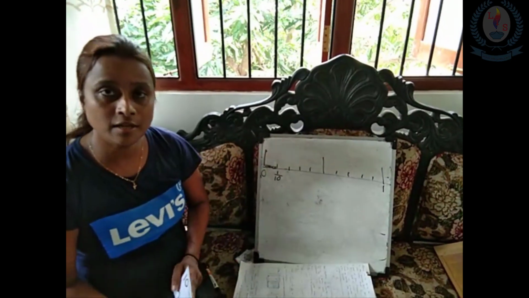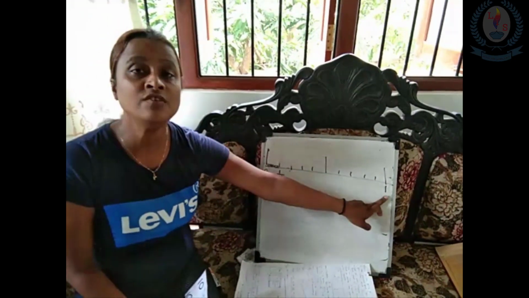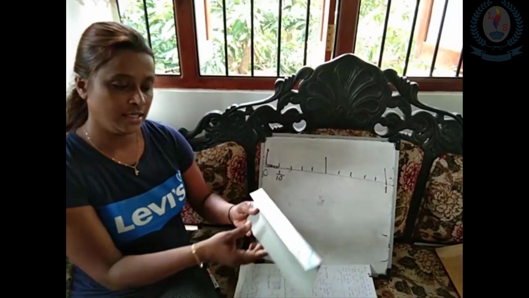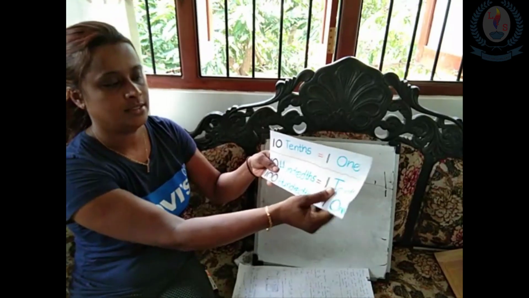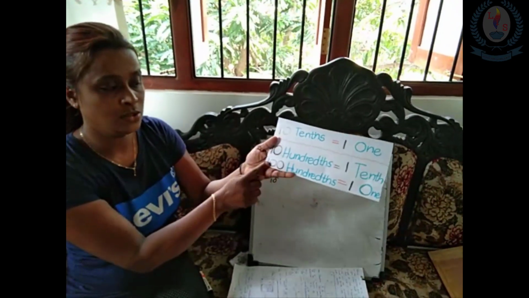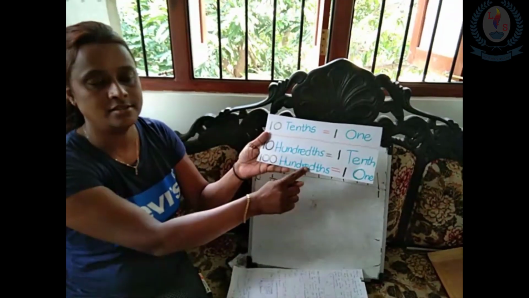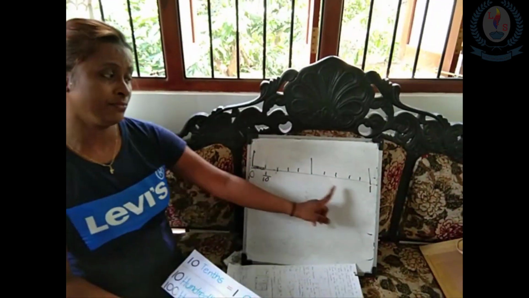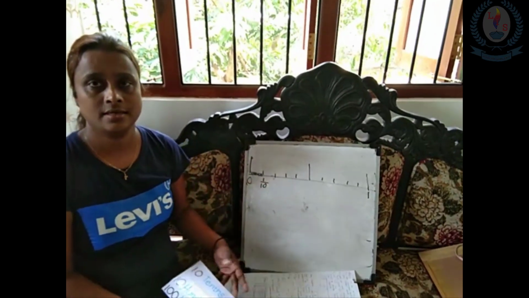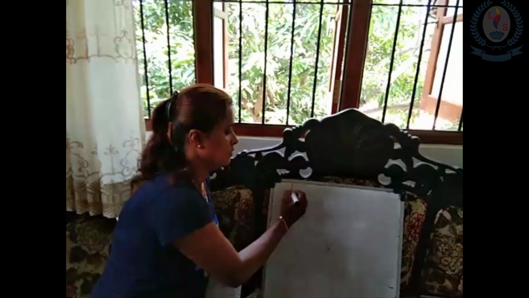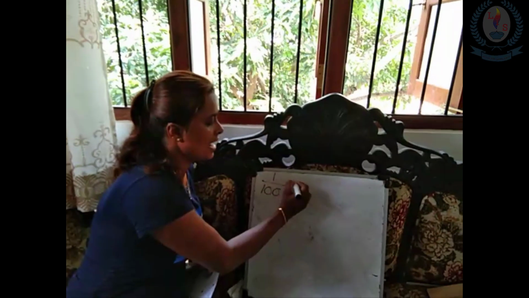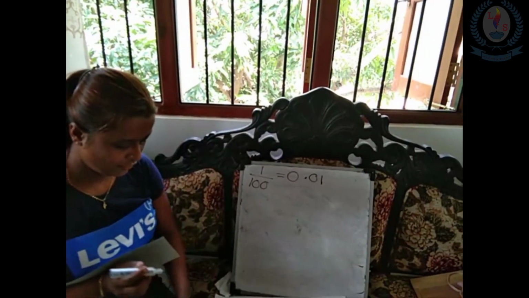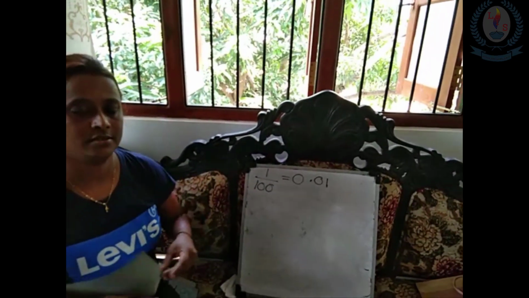10 hundredths make 1/10. And can you tell me how many hundredths are there in 1 one? How many hundredths are there? 10 hundredths make 1/10 and 100 hundredths make 1 one. For this one, there are 100 hundredths. I will show you that we wrote that one hundredth as a decimal 0.01.